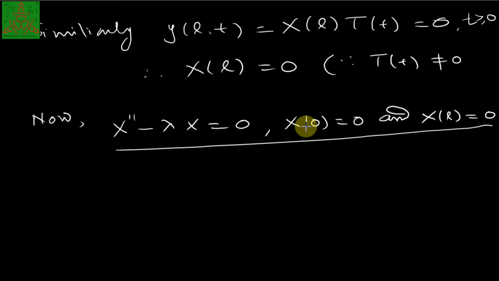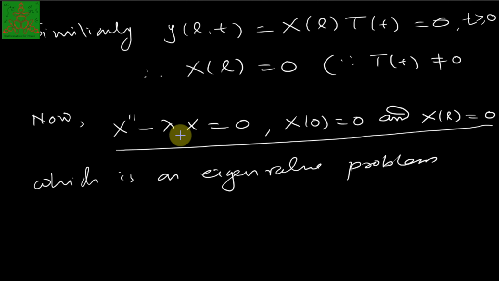This is an ordinary differential equation with these two conditions, and we can say that this is actually an eigenvalue problem. And this lambda is called the eigenvalue of this differential equation. There are three possible cases depending on this lambda: whether lambda is positive, whether lambda is negative, and lambda is equal to 0. We'll consider these three cases one by one. We'll have case number 1, that is lambda is greater than 0.